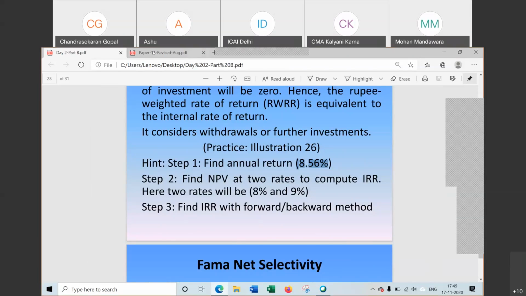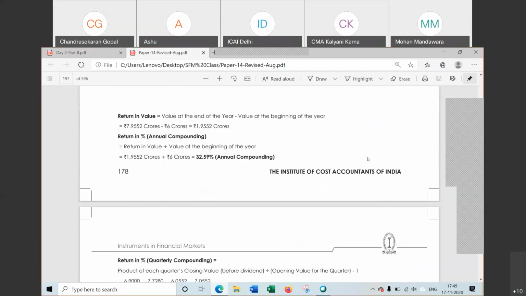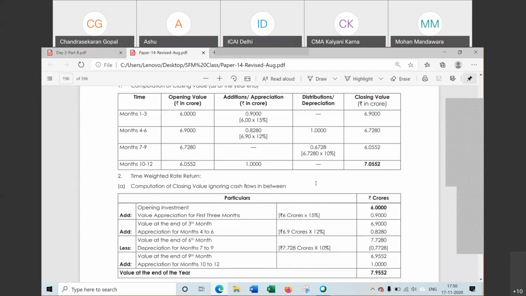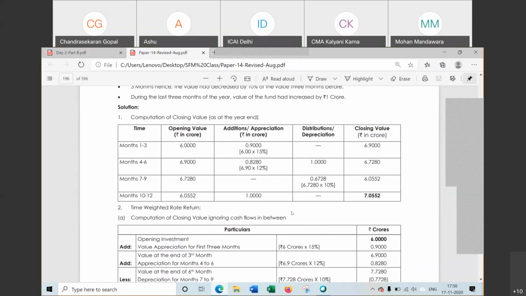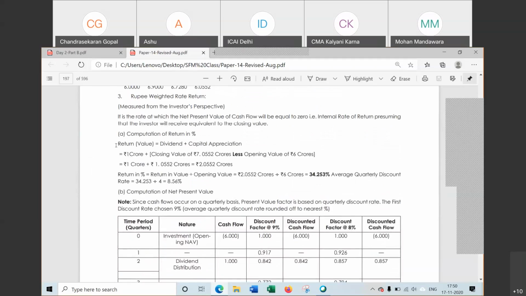Second step. Is the first step clear? हमने पहले first step for rupee weighted rate of return, first we will find the opening and closing value and consider the withdrawal और investment amount. We have to take this one additions, that is appreciation and distribution or dividend or decline in value. Now on basis of this capital value we have to find return, rate of return, annual return, that is closing minus opening, capital appreciation plus dividend 1 divided by opening value. So this is the return. Now for one quarter we are computing for quarter holding period, that is quarterly basis 8.56.